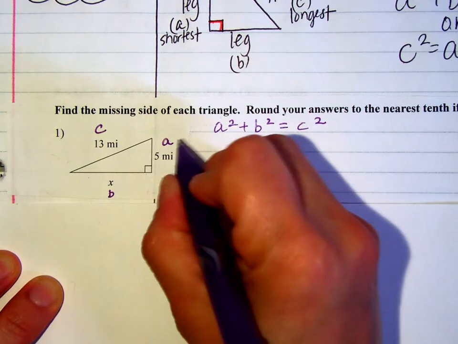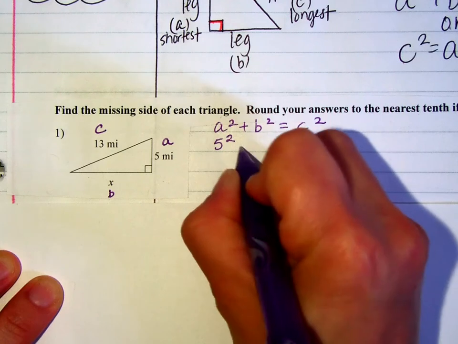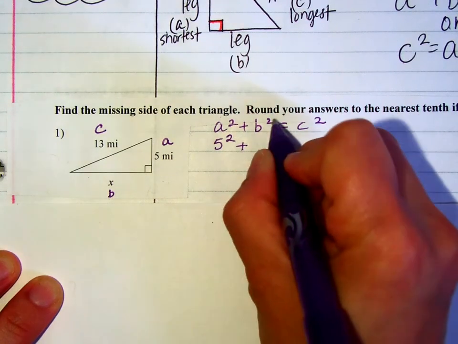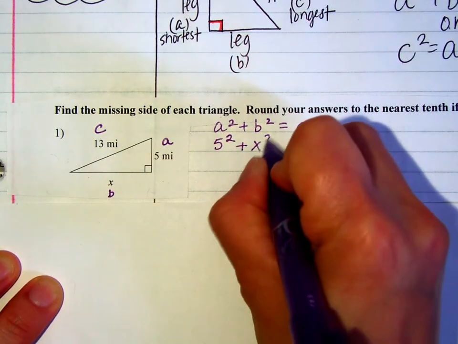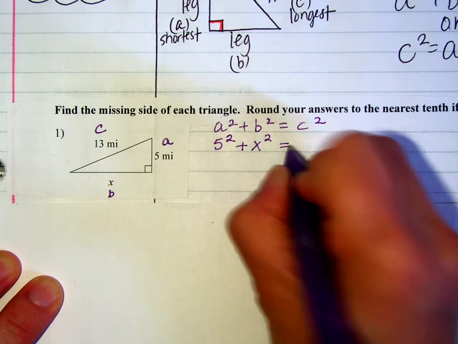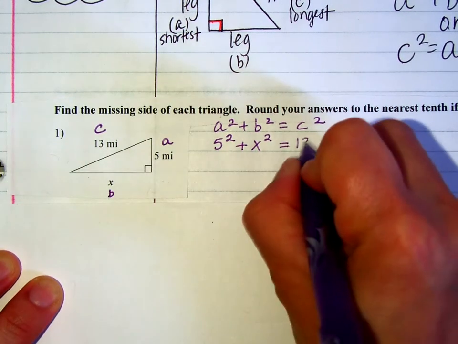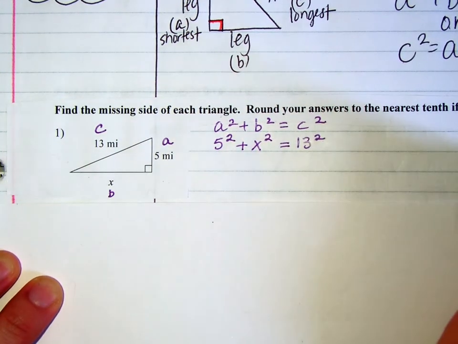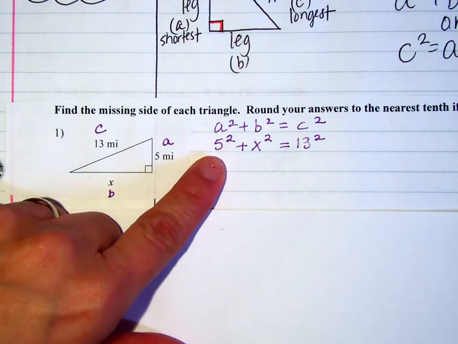So for A, I have 5. So I'm going to say 5 squared plus b squared, which is just x. So I'm going to say x to the second power is equal to c squared, and c is 13. So 13 squared, okay?